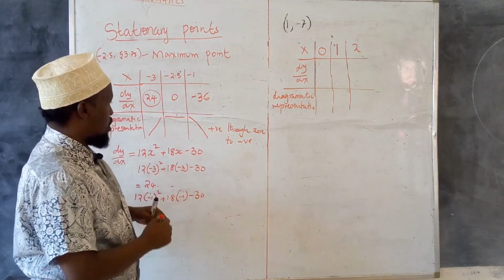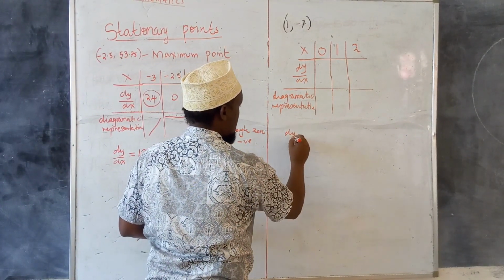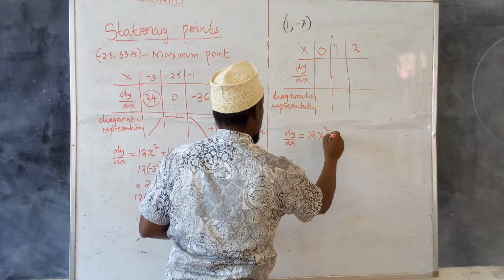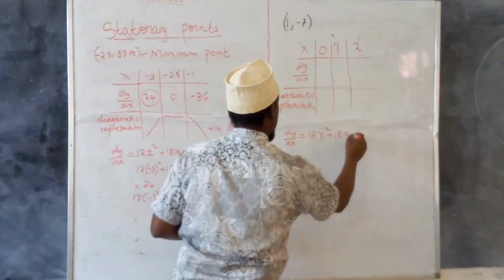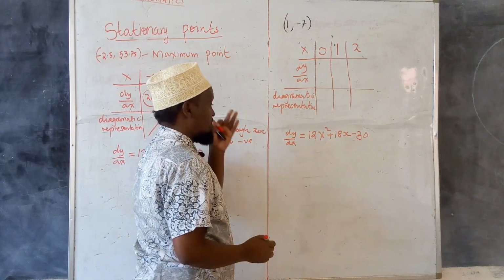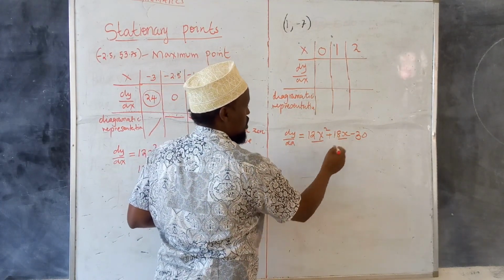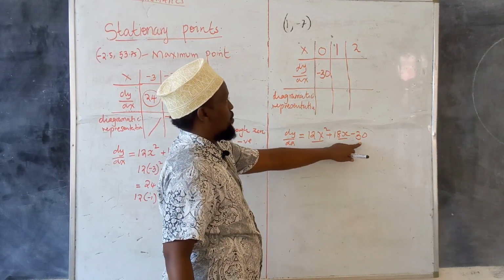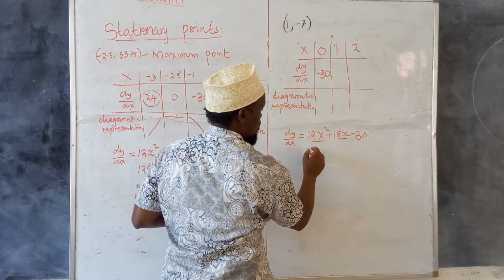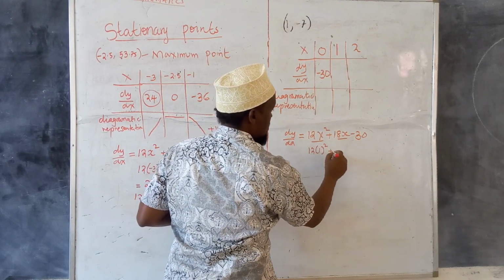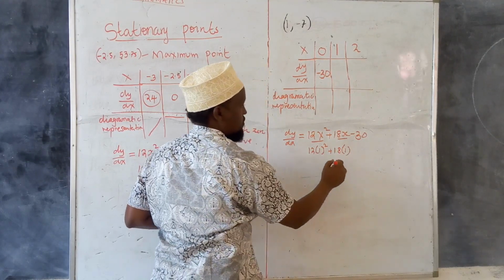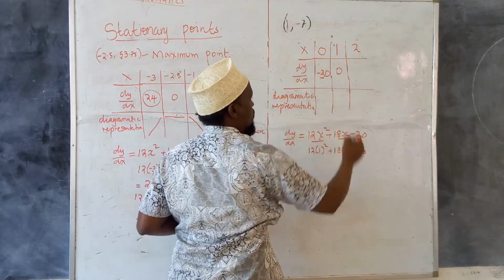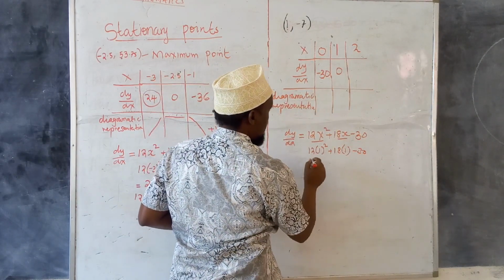Good. Now, our gradient function was dy/dx = 3x² + 18x - 30. So when x is 0, the first two terms become 0, so we have -30. When x is 0, the value of the gradient will be -30. What about when x is 1? We have 3(1)² + 18(1) - 30. Since we know this is the stationary point, the value of the gradient will be 0.